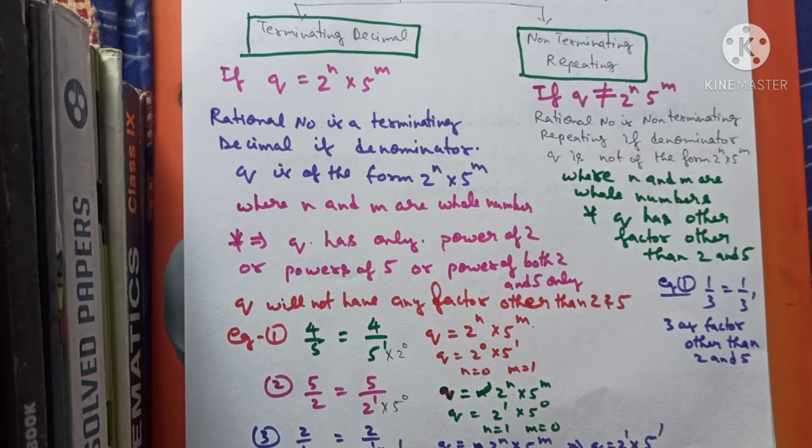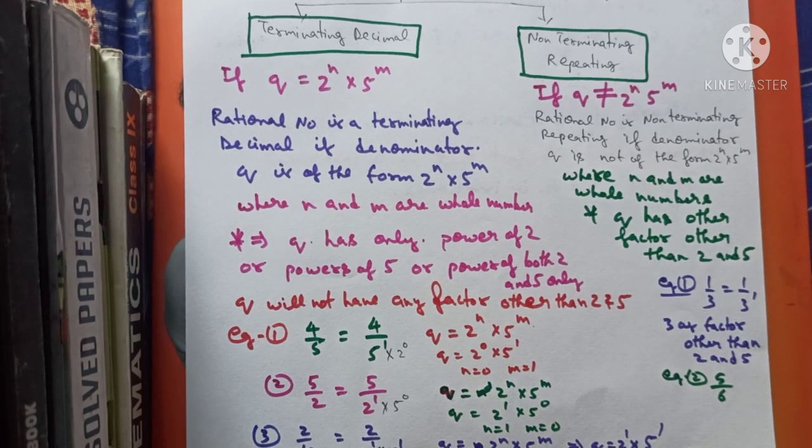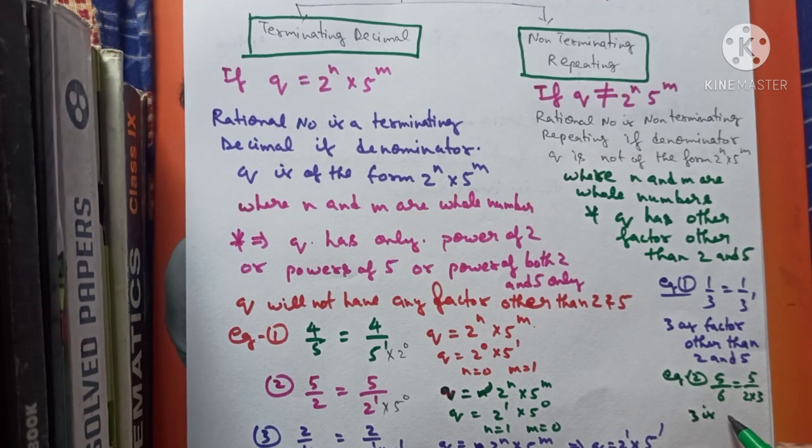Similarly, if I take another example, example number 2, let's say 5 upon 6. In case of 5 upon 6, it can be written as 5 upon 2 into 3. So it has 2 as a factor, but 3 is also a factor, a factor other than 2 and 5. So it is also non-terminating repeating.